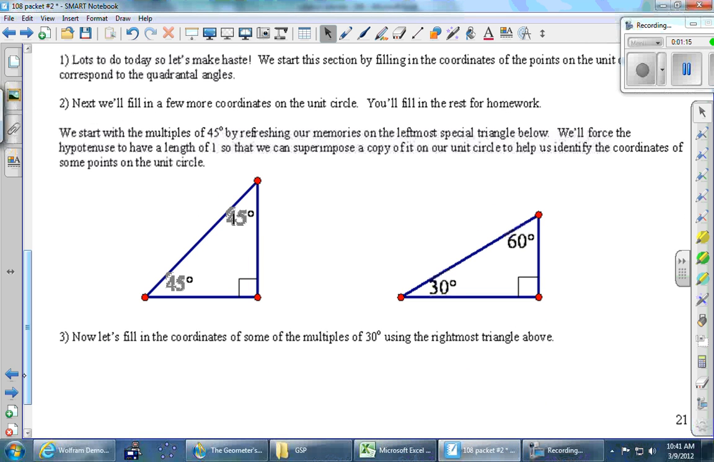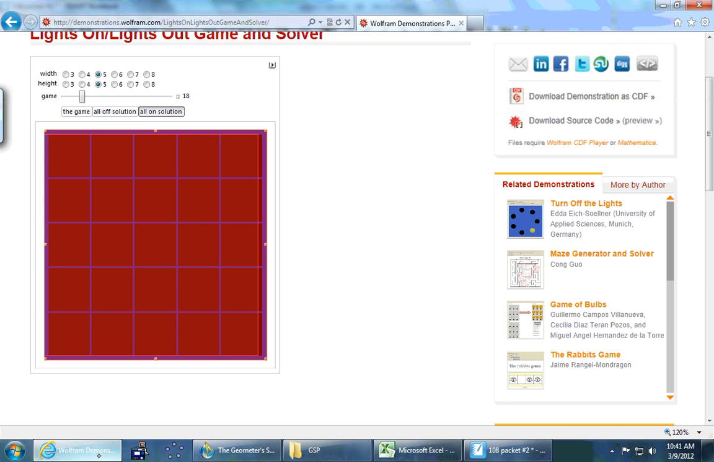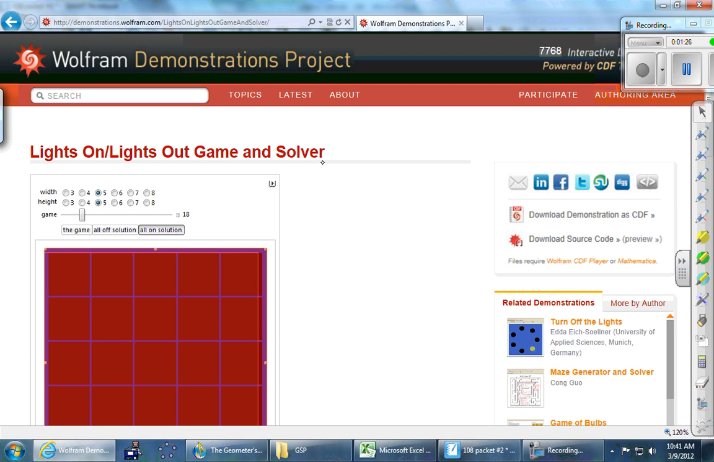For some folks who came in late, some of us were playing with this game called Lights On or Lights Off. If you Google that phrase, you can play, and we haven't yet solved this puzzle, but if somebody wants to spend some time over break playing around, that would be great.